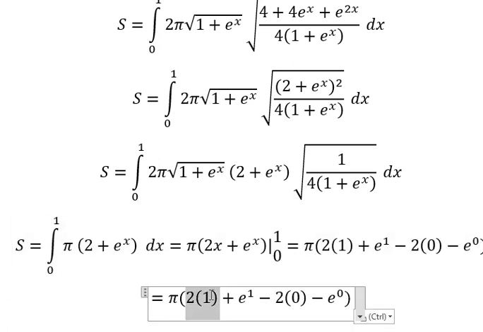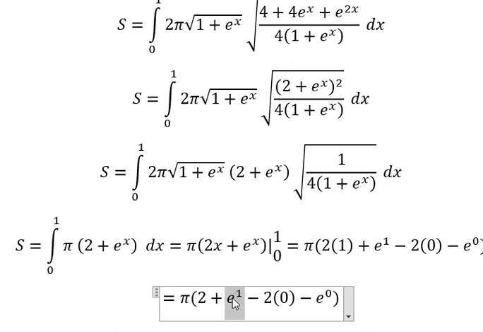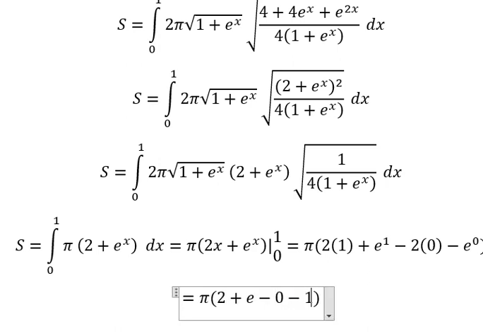So we have number 2. This one we have e. This one we have 0. This one we have number 1. 2 minus 1 we have number 1.